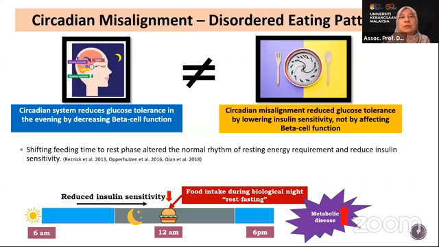The circadian system reduces glucose tolerance in the evening by decreasing beta cell function. This is in a normal, typical circadian rhythm. However, in circadian misalignment, glucose tolerance is reduced by lowering insulin sensitivity, but not affecting beta cell function. So shifting feeding time to the rest phase alters the normal circadian pattern of resting energy requirement and reduces insulin sensitivity. For example, if we eat heavy meals at midnight instead of during the day, because at night we should sleep and rest without taking heavy calories. So food intake during the biological night is often reported to increase the risk of metabolic disease.